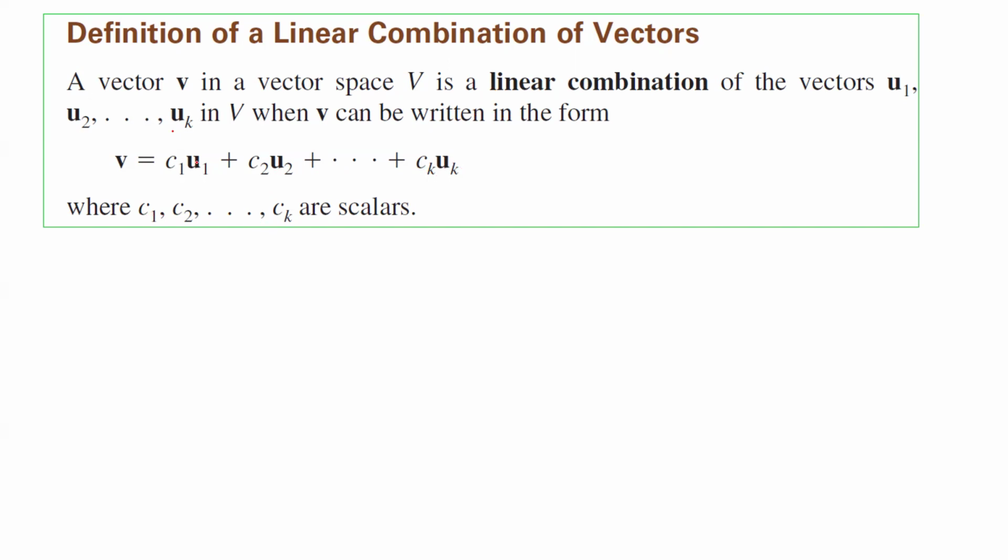You don't see any multiplication between U1 and U2. So vectors are not multiplied together. You have some numerical values that are multiplied by vectors, and then those terms are added together. This is basically a linear combination.